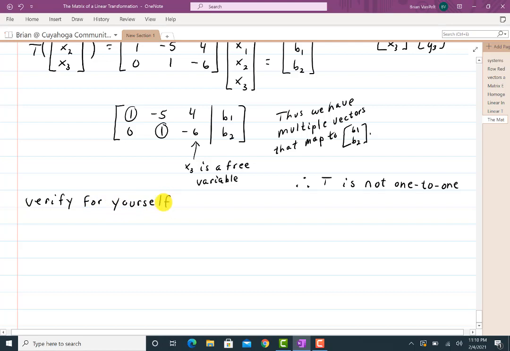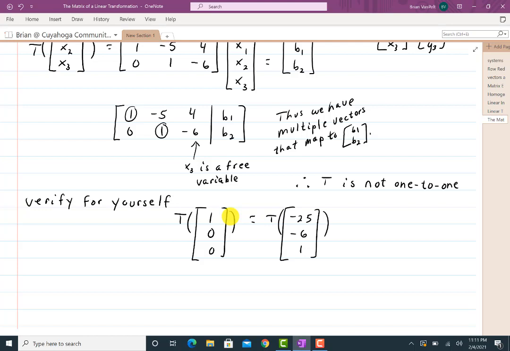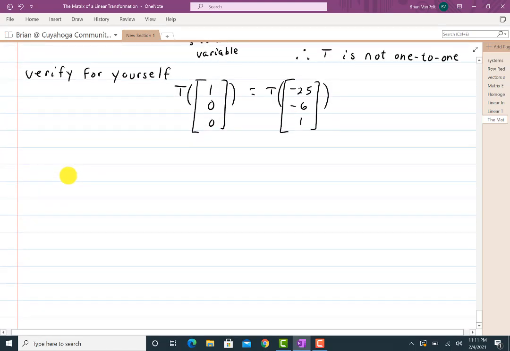If I try to do T of (1, 0, 0), that will actually equal T of (-25, -6, 1). And of course, since those vectors are not equal to each other, you can see that by the definition, it's not 1 to 1. But I thought it'd be a lot easier to do the free variable. Let's move on to onto.